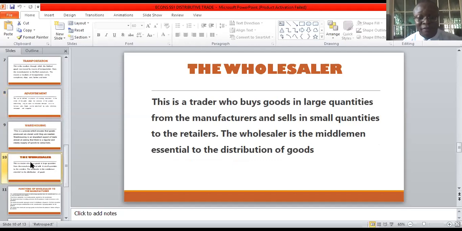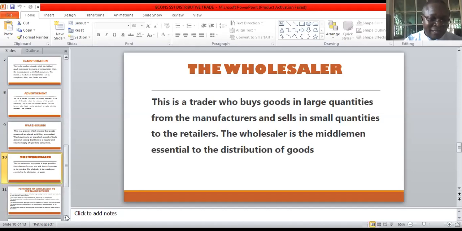So the wholesaler is the next topic. A wholesaler is a trader that purchases goods in bulk or large quantities from the producers or manufacturers and sells in small quantities to the retailer. The wholesaler is the middleman essential to the distribution of goods.